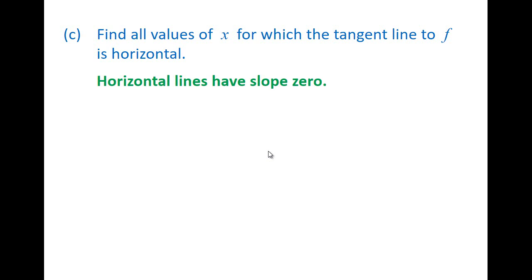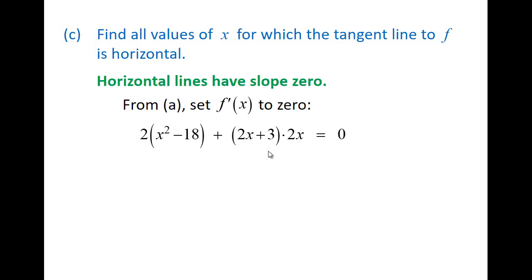Since the horizontal lines have 0 slope, set f prime to 0, so we get this. Simplify the derivative here. We're going to get a quadratic. So you get 2x squared here and then 4x squared here. So that's 6x squared. We get 6x out of here, and then we get negative 36 from here. So this is the quadratic that we get.